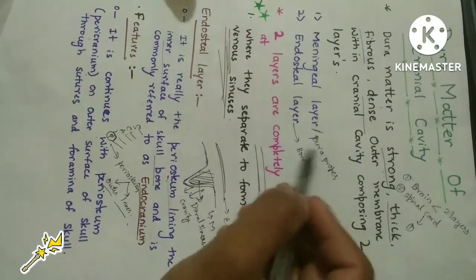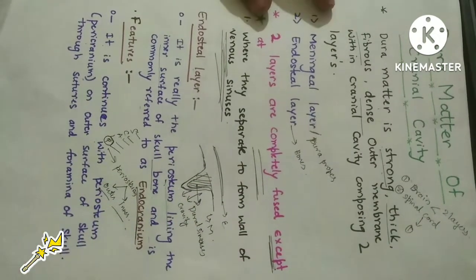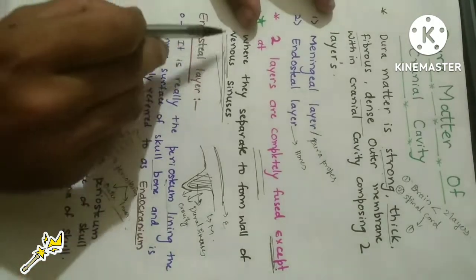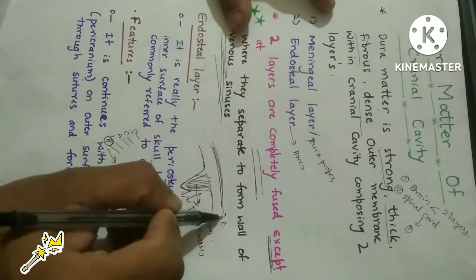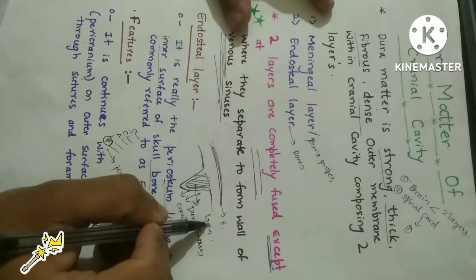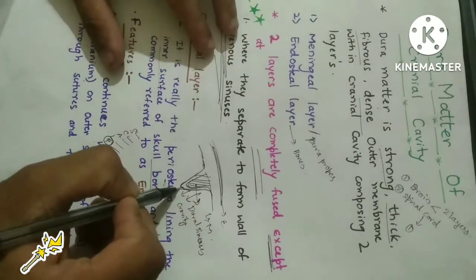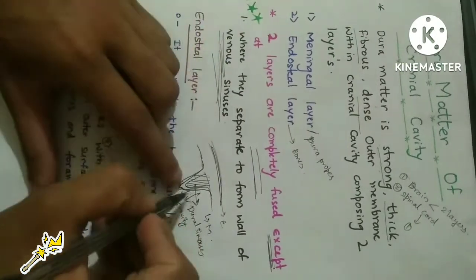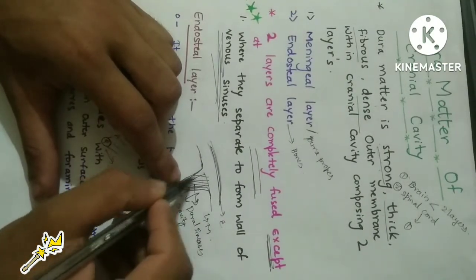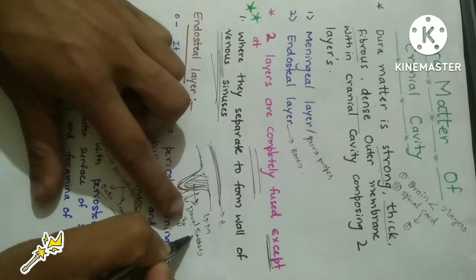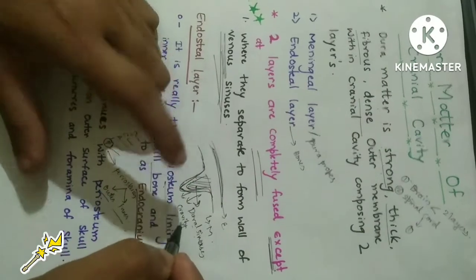Now these two layers are completely fused to each other except at certain points. These points are called the dural venous sinuses. Suppose this is the outer endosteal layer and this is the inner meningeal layer. At certain points the meningeal layer forms invaginations into the cranial cavity, where it lodges different parts of the brain. The space created here is called the dural sinus, and this sinus communicates with the inner part of the cranial cavity.